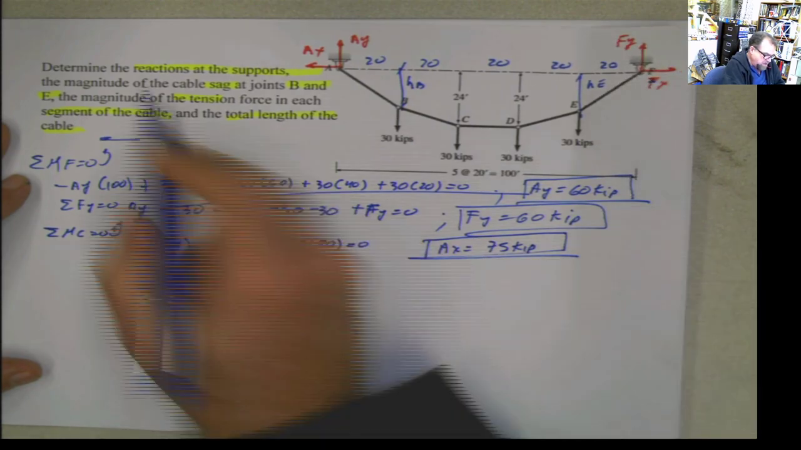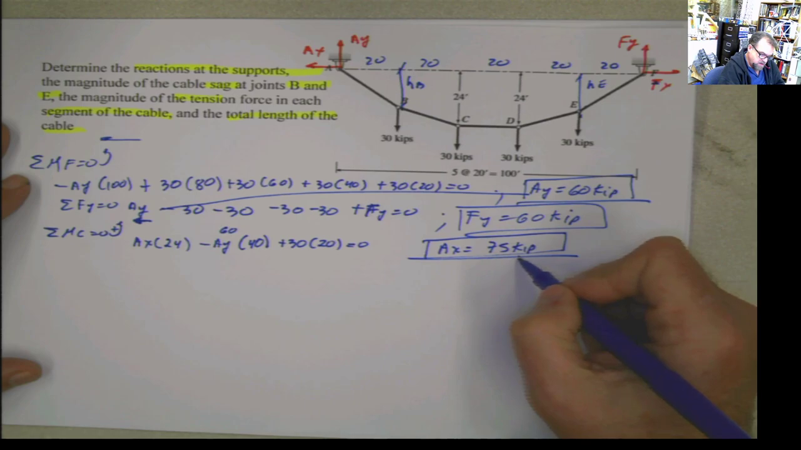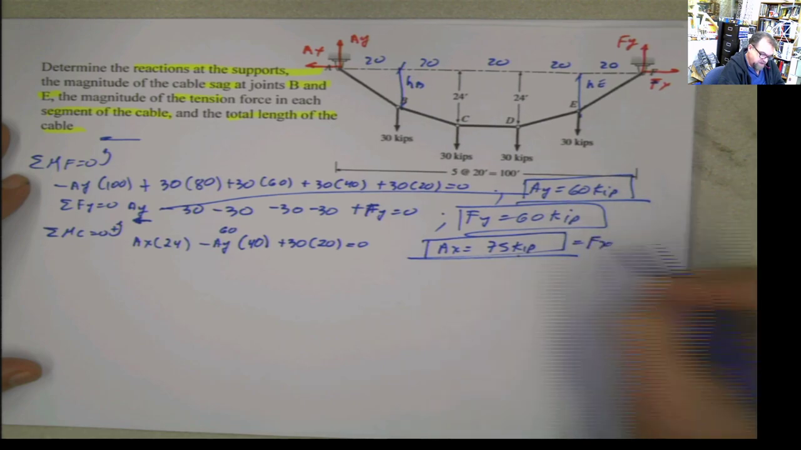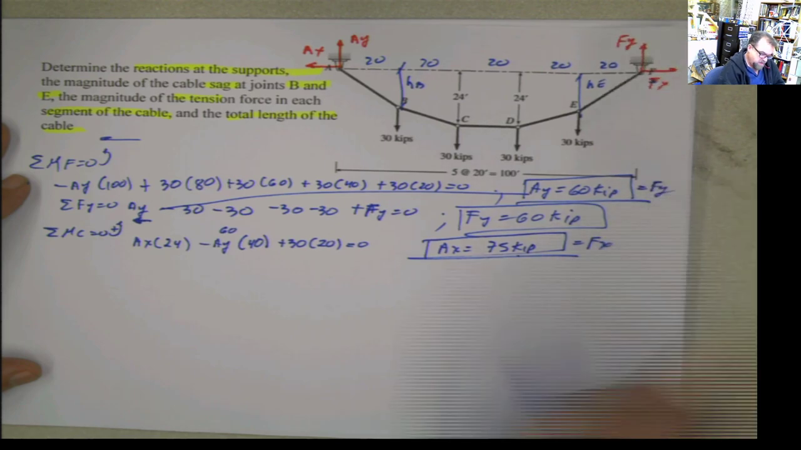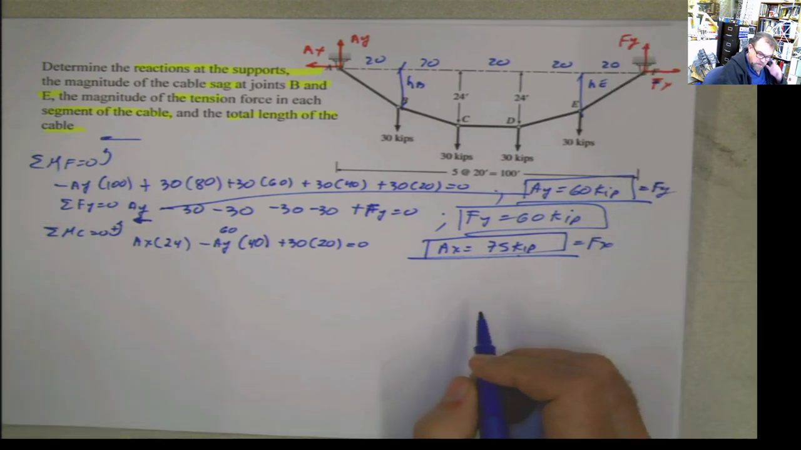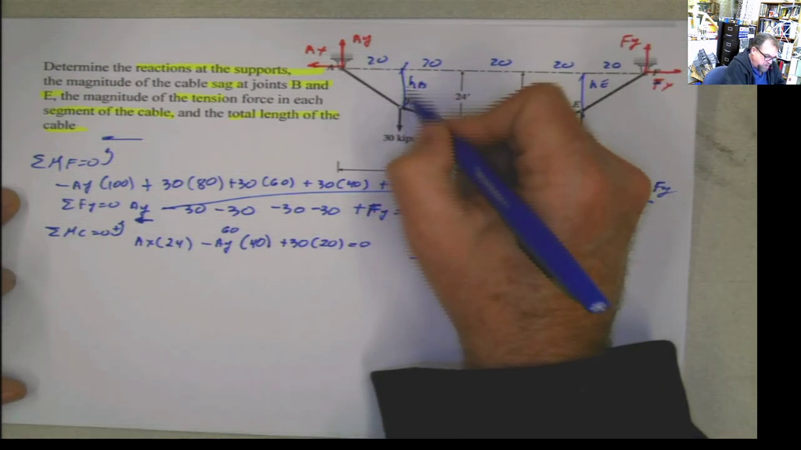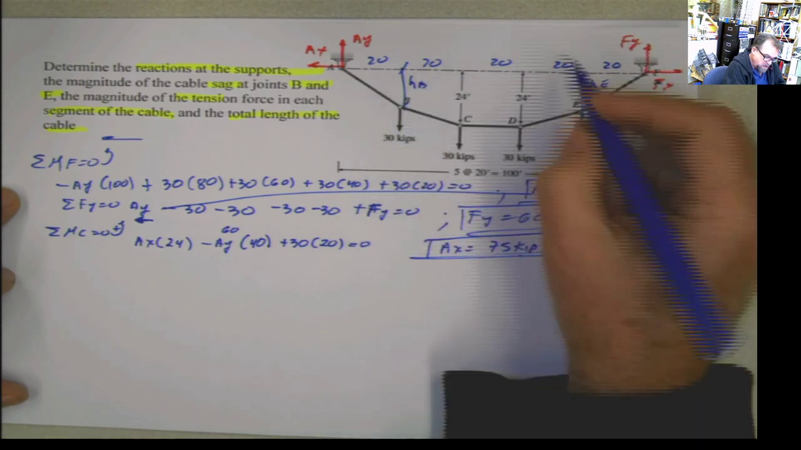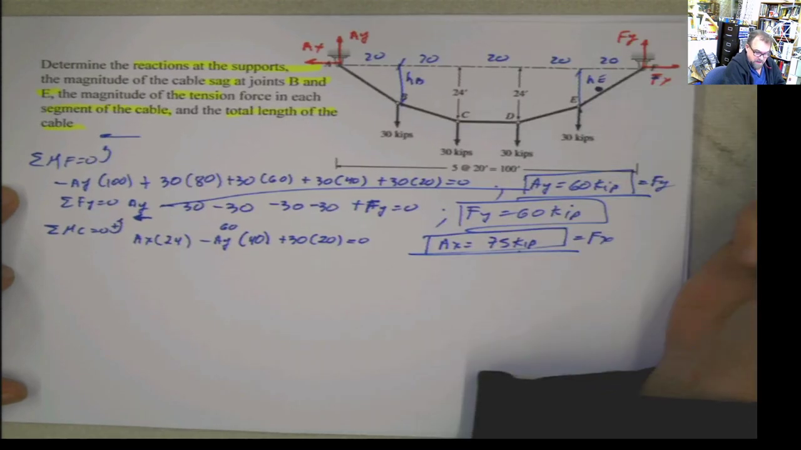Now, one of the questions is determine reactions of the supports. Done. AX, 75, equal to FX. AY, 60, equal to FY. Done. We have the reactions. Now, we need to find this HB, which, by the way, if everything is symmetric, HB has to be equal to AG, because everything is symmetric.